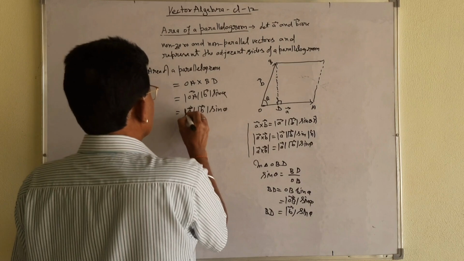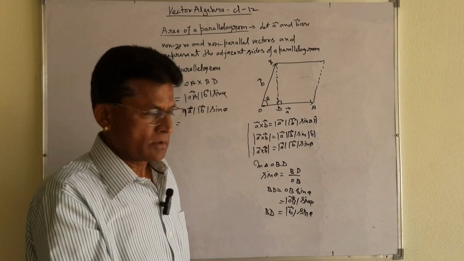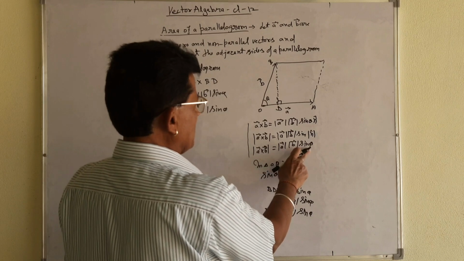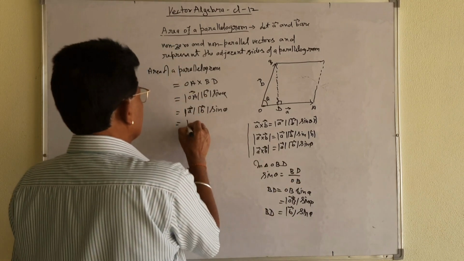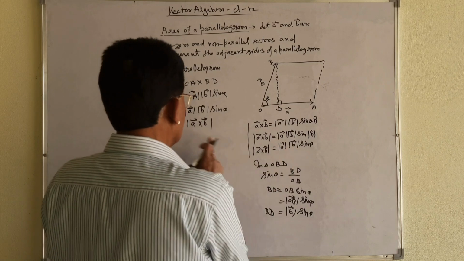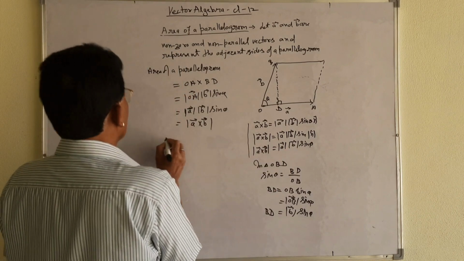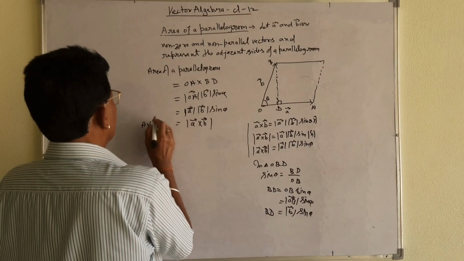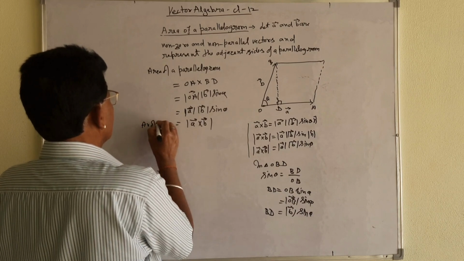As per the definition, just before I told you, in place of magnitude of A into magnitude of B sin theta, it will be equal to magnitude of A cross B. By using this result, we got this formula. This is the area of a parallelogram.